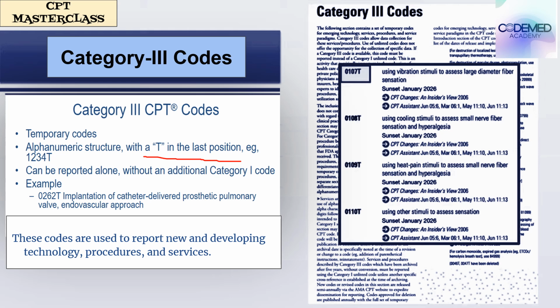It can be reported alone without an additional category 1 code. And these codes are used to report new and developing technology, procedures and services. So this is where we use the category 3 code, and they are mentioned in your book also under the heading category 3 codes, and you can go through this theory, which provides you the information on category 3 codes.